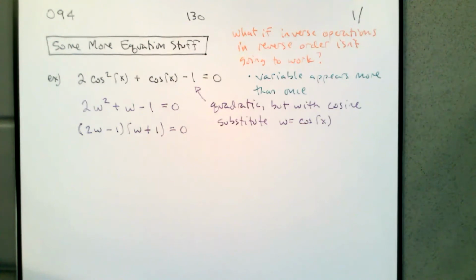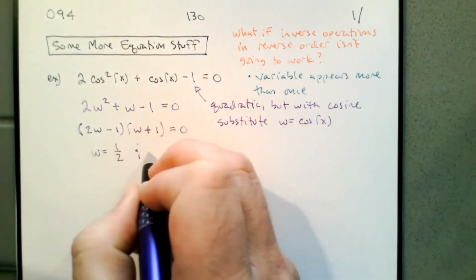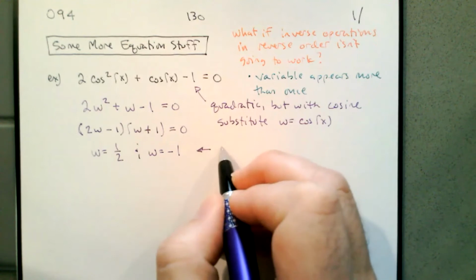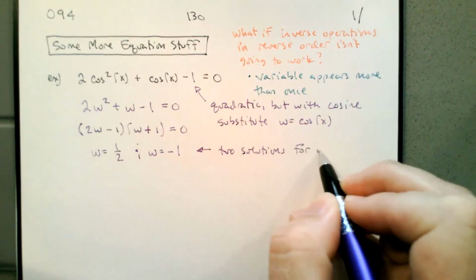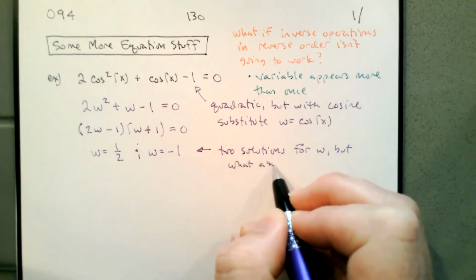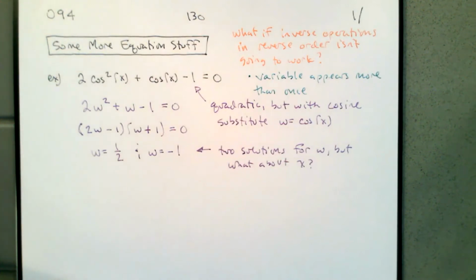So we substitute w equals cosine x. And in this case, our quadratic happened to be factorable. And so we get two solutions for w. We get that w is equal to 1/2, and w is equal to -1. But so this is two solutions for w, but what about x? We weren't trying to solve for w, we were trying to solve for x.